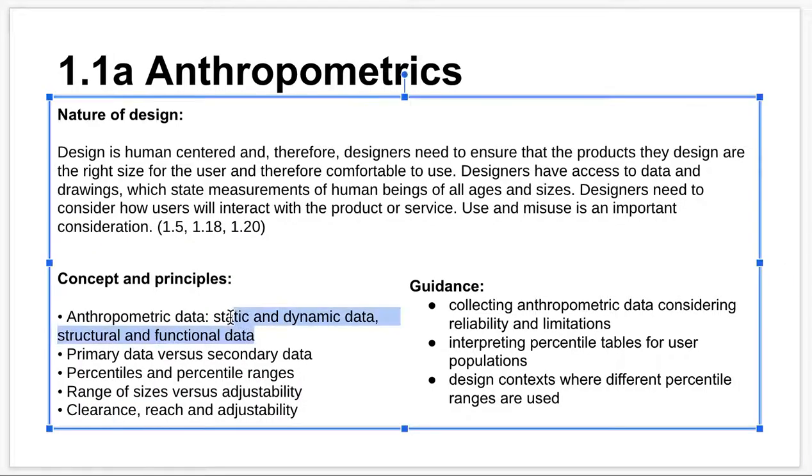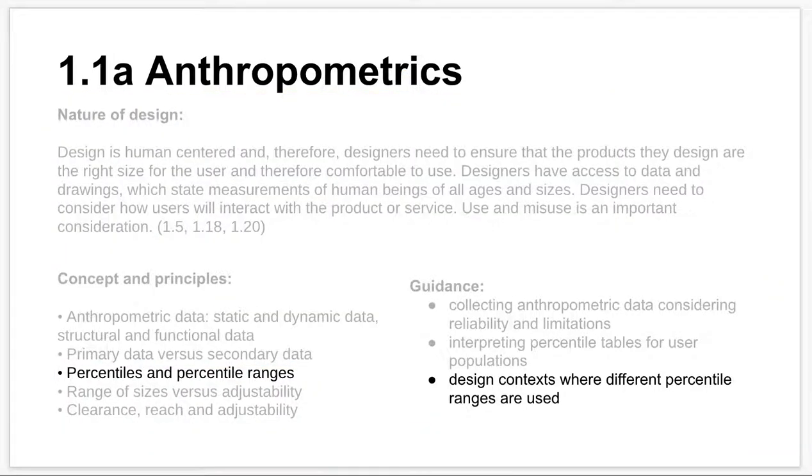So here you see static versus dynamic data and the primary versus the secondary. Okay, don't forget, if you ever have any questions or if I bounce around, you can just press stop, rewind, and try to read again. Okay, so once you collect all of that data, then it comes into percentile ranges and percentiles.